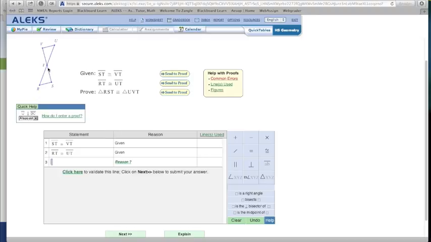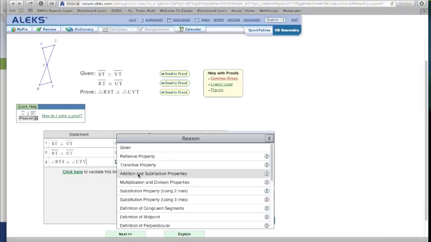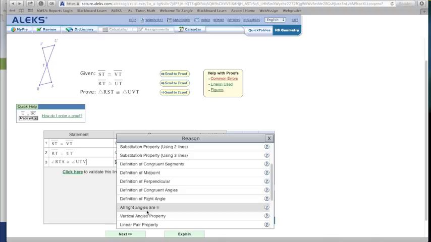So at this point, I'm going to go ahead and state that these two vertical angles are equal to each other, or they're congruent. So I'm going to go ahead and say that angle RTS is congruent to angle. Now, if I want RTS, I have to stick with the order of the vertices. So the congruent angle would be UTV. And the reason here would be vertical angles.